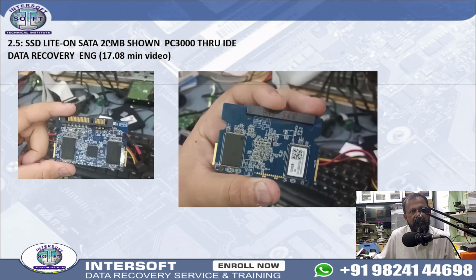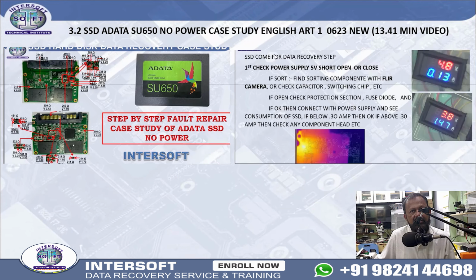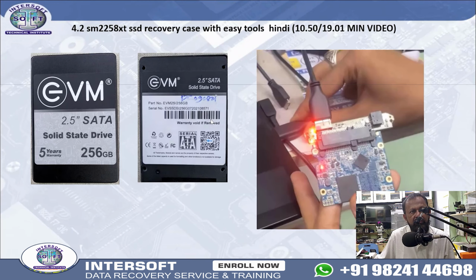And an SSD with 20 MB zones, recovered through IDE with PC3000. This is done with the IDE connection, not a SATA connection, and we recovered it with the help of PC3000. Then an SSD with a power issue, repaired through a donor SSD. Then an SSD ADATA with no power: what the power should be, how much consumption, and what the FLR camera zones are, with details in these videos. Then a case without any tools, MRT or PC3000, showing how we recover.